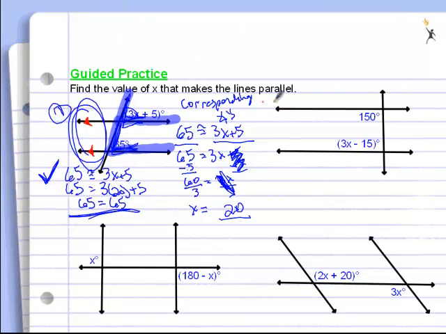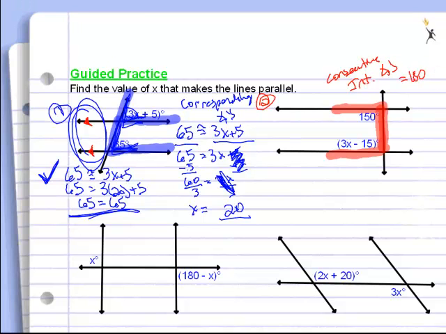Let's call this one number two. If I highlight them, just to see what kind of angles I have, if I highlight angle 150 and I highlight 3x minus 15, what do you notice about those angles? I hope you notice that they're consecutive interior angles. What do you know about consecutive interior angles? They are supplementary.